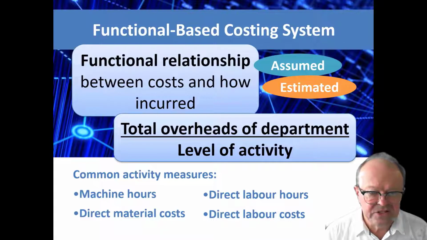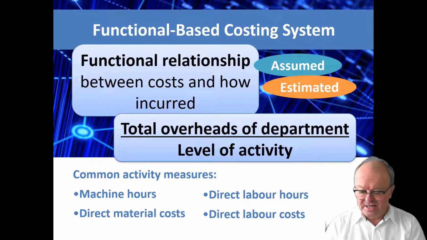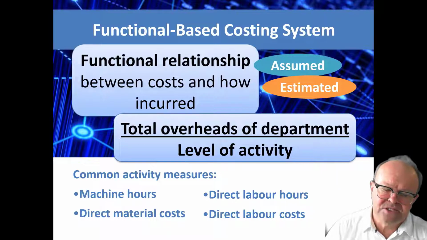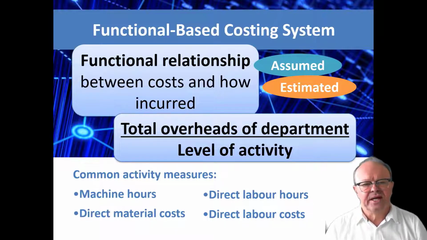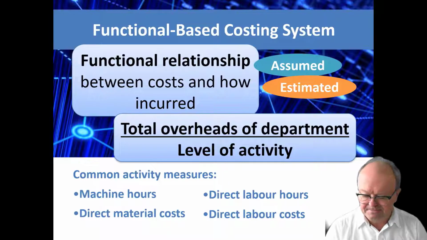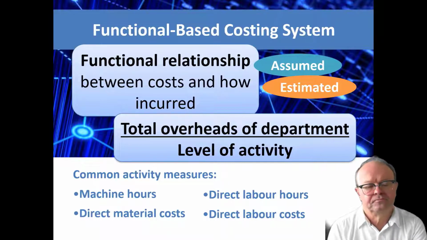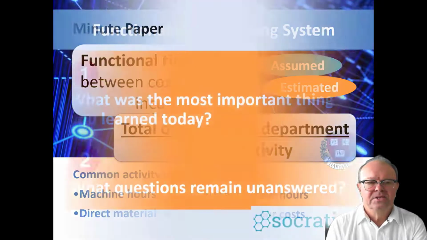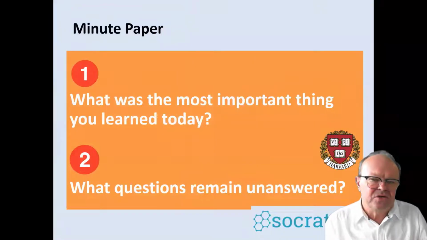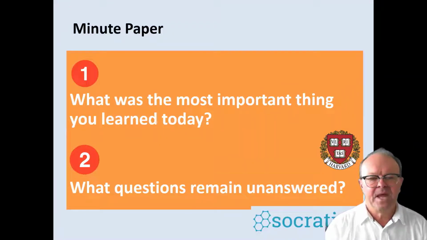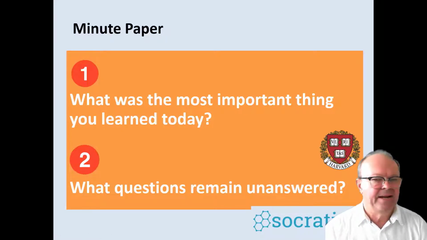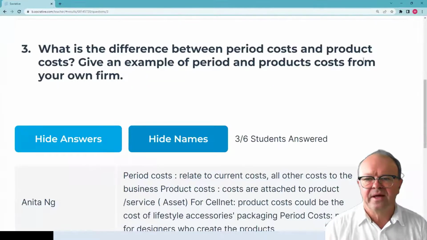And then we can look at the various services or products we're delivering in the aged care centre, and we can cost them based on the number of direct labour hours they're using. So that's the functional-based costing system. So there's the beginning of introducing you to some of these key cost concepts in management accounting. What was the most important thing you learned today, and what questions still remain unanswered? Hop on to Socrative and we'll have a look at this.